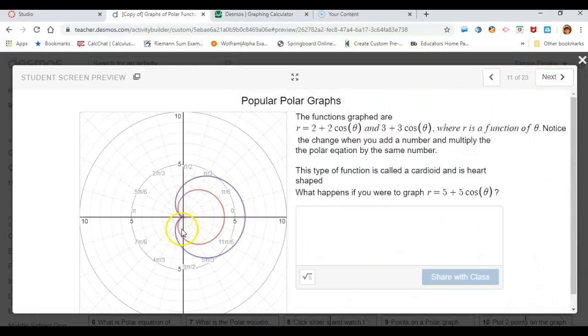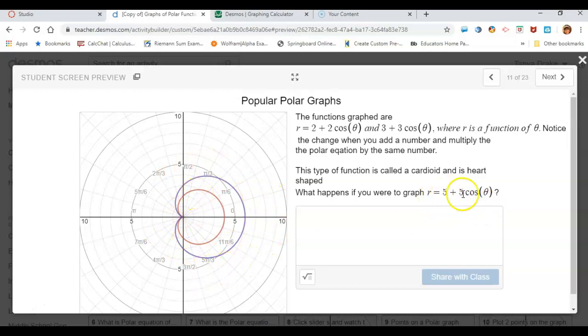Next, we have a popular polar graph. The functions graphed here are r equals 2 plus 2 cosine theta, 3 plus 3 cosine theta, where r is a function of theta. And notice the change when you add a number and multiply the polar equation by the same number. What's happening? What do these graphs look like?